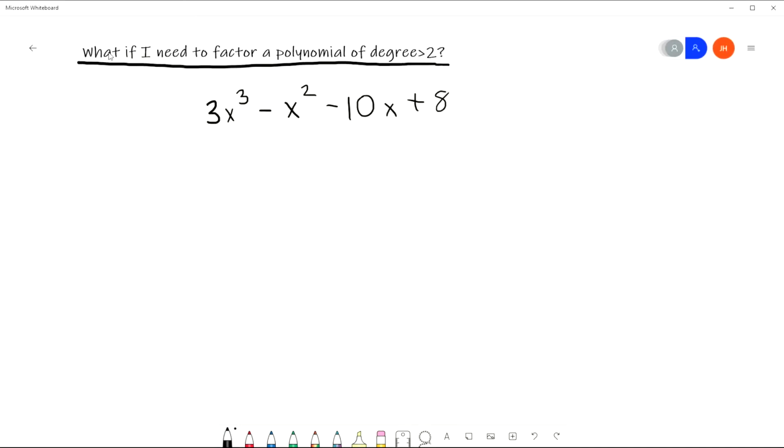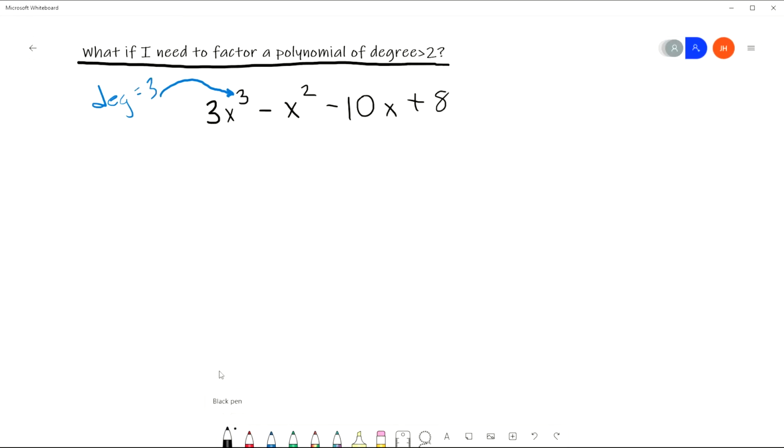So this video is all about us discussing the question, what if I need to factor a polynomial of degree greater than 2? Remember, degree is the power of the leading term. So this expression here is a polynomial of degree 3.